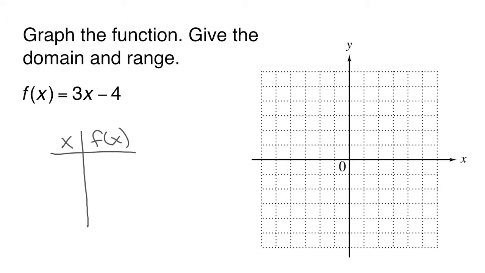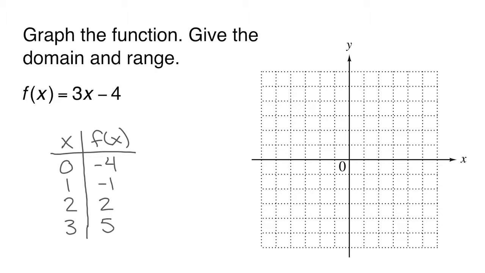If x is 0, then f(x) equals 3 times 0 minus 4, or -4. If x is 1, then f(x) is 3 times 1 minus 4, which is -1. If x is 2, then f(x) is 3 times 2 minus 4, which is 2. And if x is 3, then f(x) is 3 times 3 minus 4, which is 5.